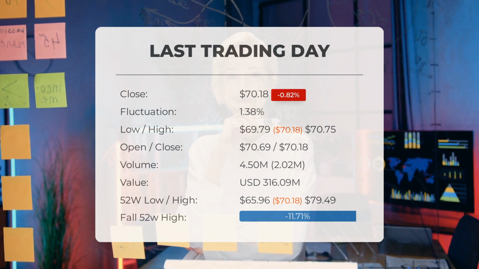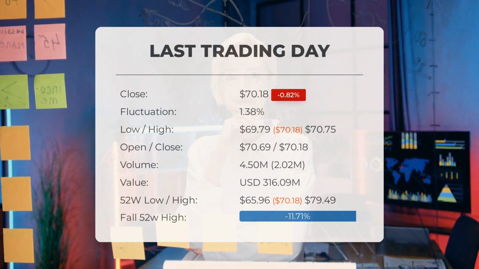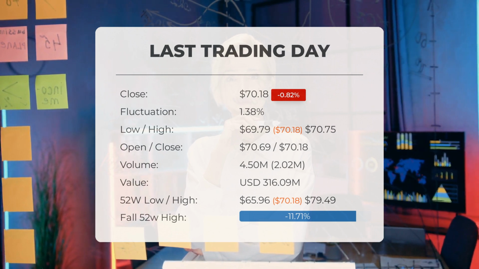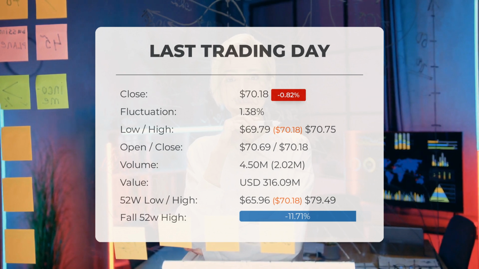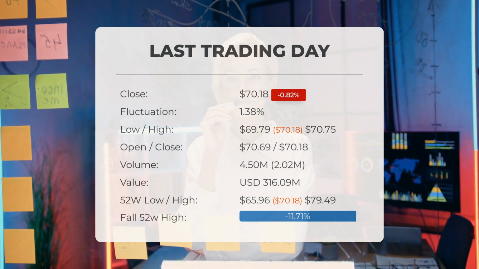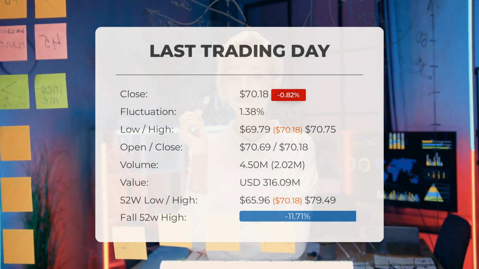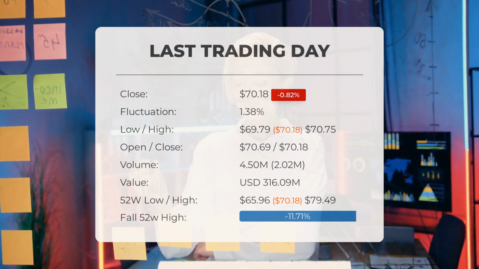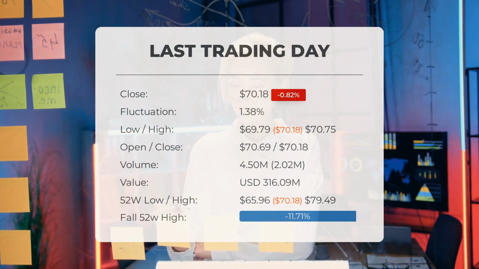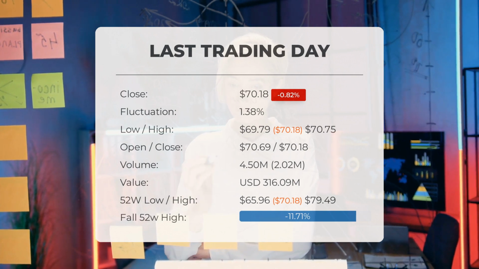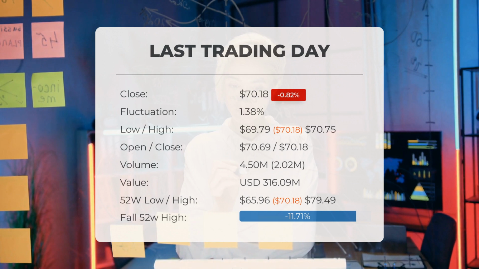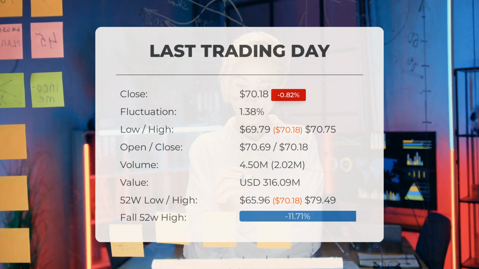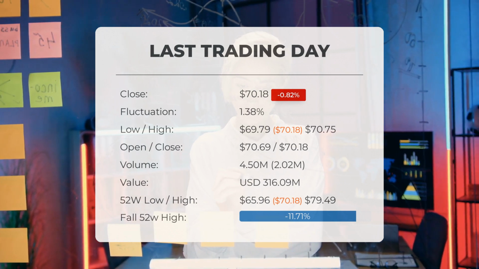On the trading day, the ETF showed some volatility, ranging from a low of $69.79 to a high of $70.75, fluctuating by 1.38%. Keep in mind, the price has fallen in 7 out of the last 10 days, resulting in a total decrease of 4.67%. Volume has increased by 2 million shares, although prices were falling. This could be seen as an early warning sign, indicating a slight increase in risk over the next few days. In total, approximately $316.09 million worth of shares were bought and sold, involving 5 million shares.